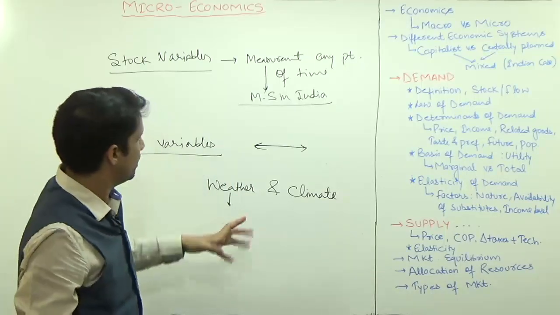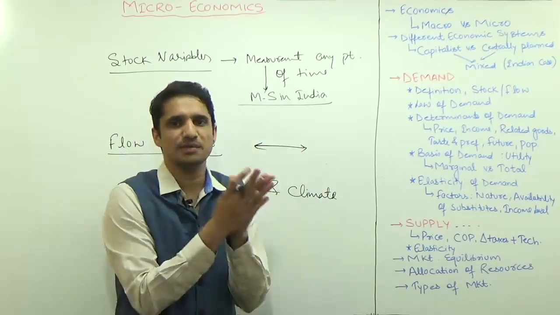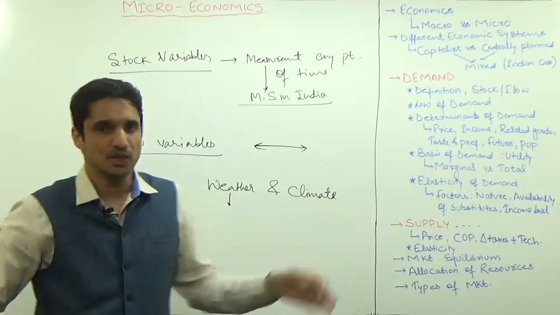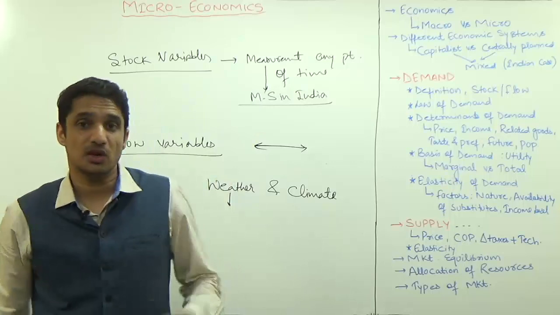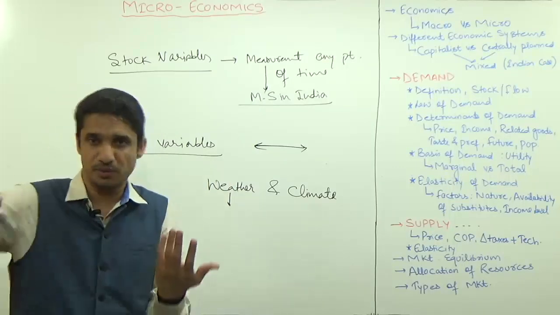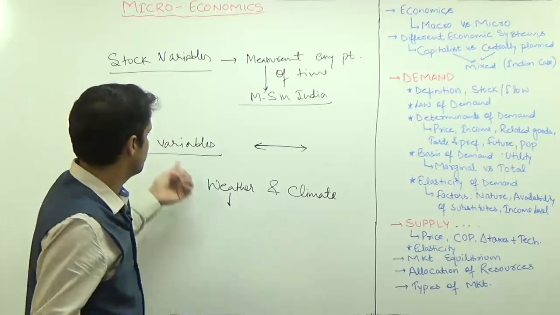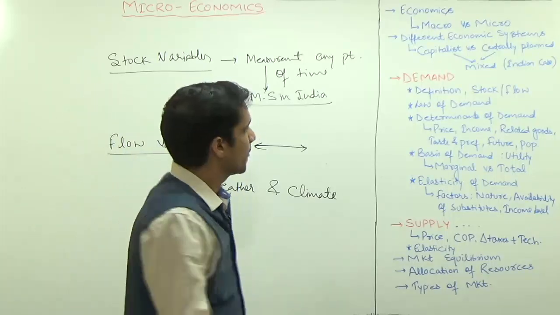Then flow variables can be measured over a period of time, just like demand. Demand can be measured over a period of time. So demand, inflation, all these things can be measured over a period, and they are flow variables. So all these are examples of flow variables.